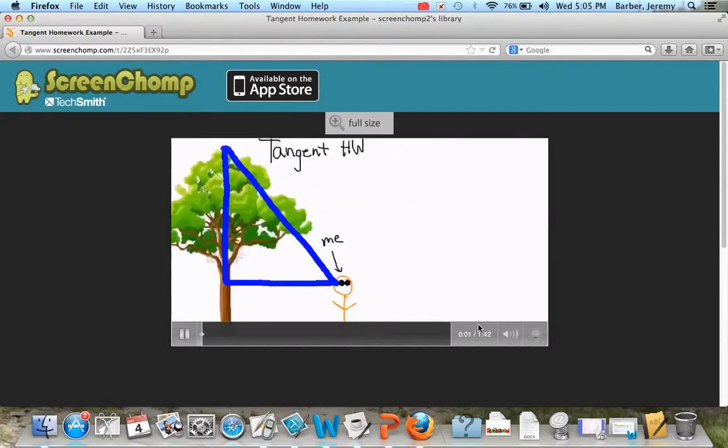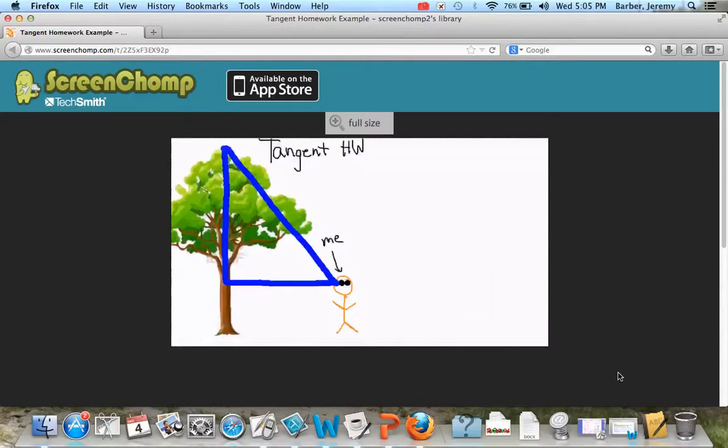Hey there, it's Mr. Barber, and it's time to do my tangent homework. Now I went home and I used my iPad to take a picture of a tree that I want to find out the height of. What I do know is that I am currently 27 feet away from the tree. And I used my clinometer that we made in class to measure the angle of elevation, and I found out that it's about 38 degrees. Now I also need to take into account that I am about 6 feet tall.